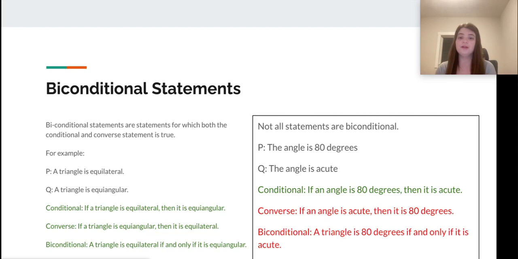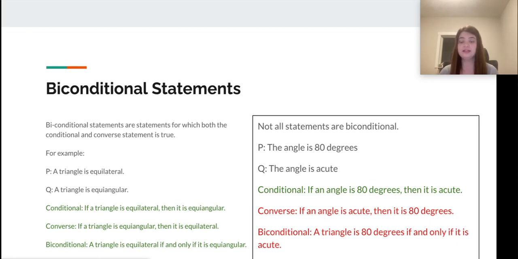So for example, let's say that P is an angle is 80 degrees and Q is the angle is acute. Our conditional would be if P then Q. If the angle is 80 degrees, then it is acute, right? And that is true, right? We know that an acute angle is from 0 to 90 degrees, not including 0, not including 90, because 90 would be a right angle.